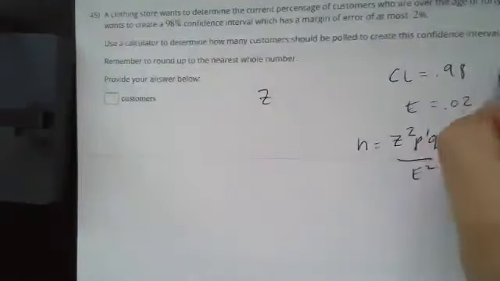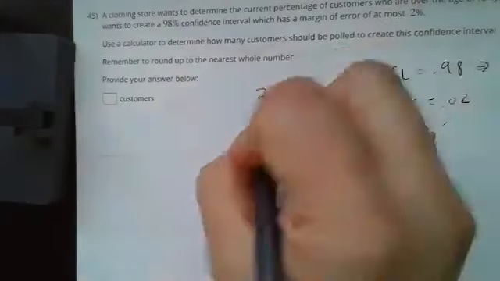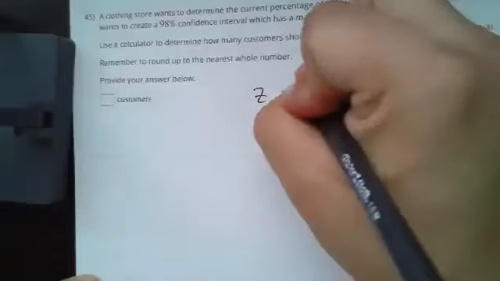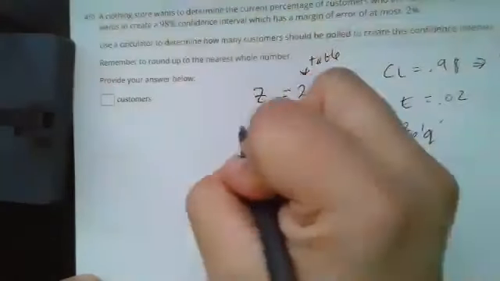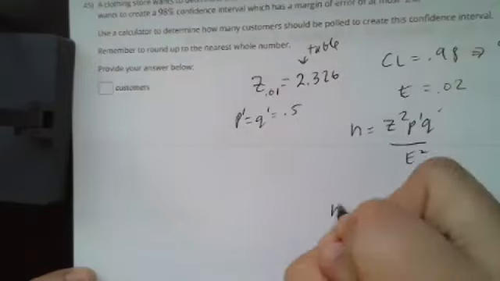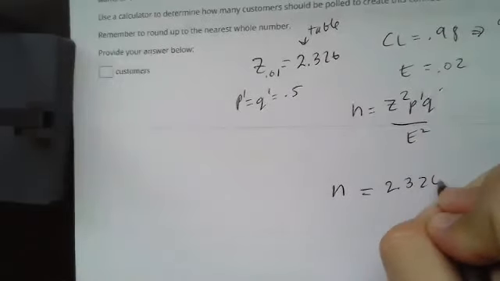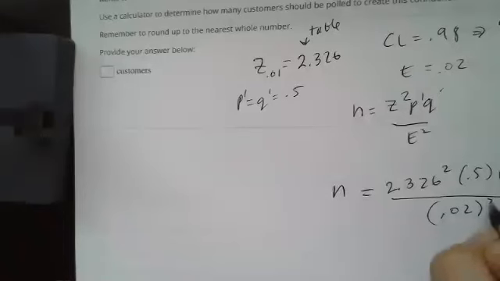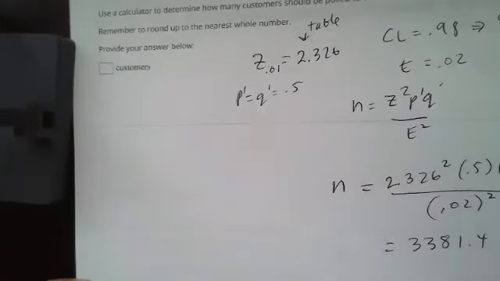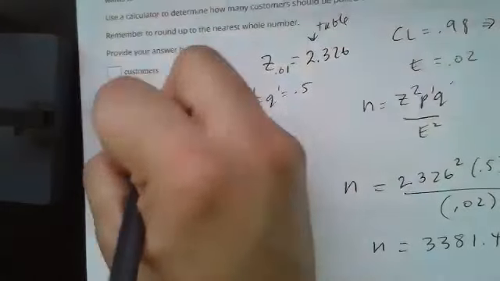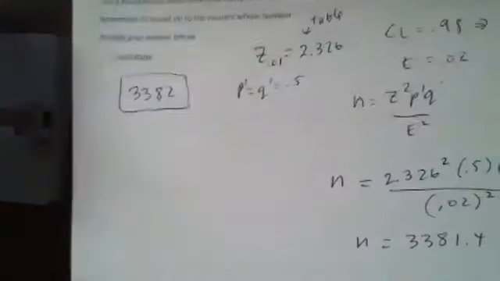So the associated z is 0.01, and you can use a table to find that, but it's 2.326. And then p prime, we don't know, so we let p prime equal q prime equal 0.5. So we just plug it in. So n is 2.326 squared, 0.5 times 0.5 all over 0.02 squared, and that becomes 3381.4. Since it's people, we're going to round up to the nearest person, so that's 3,382. I feel like we did this problem, but I can't remember at this point.